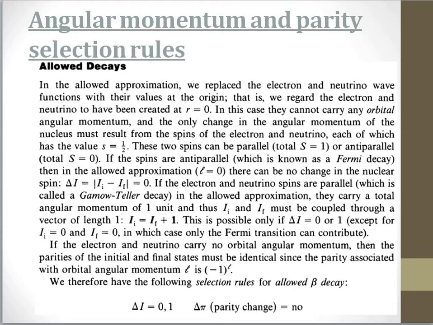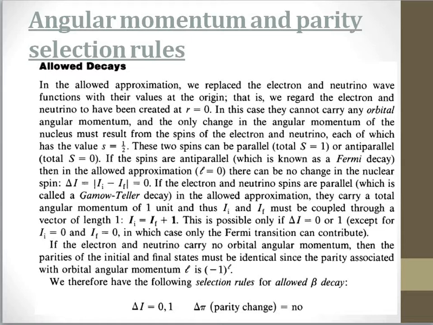Angular momentum selection rules in beta decay. We already discussed beta decay, its energy distribution, etc. When a nuclear reaction or beta decay is taking place, it has to obey certain conservation rules. We know that total energy is conserved, and angular momentum is conserved. So angular momentum has to be conserved in a beta decay.